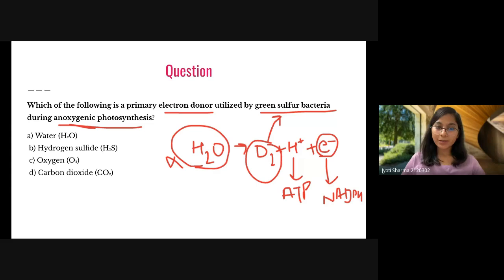So what do you think? What is the right answer? So if we do not have water as electron donor, what molecule can we use as the electron donor in green sulfur bacteria?